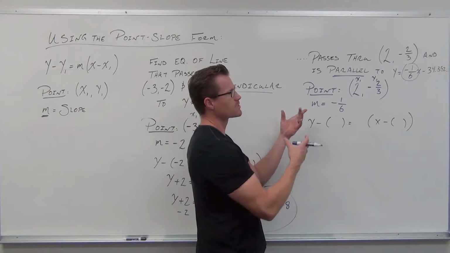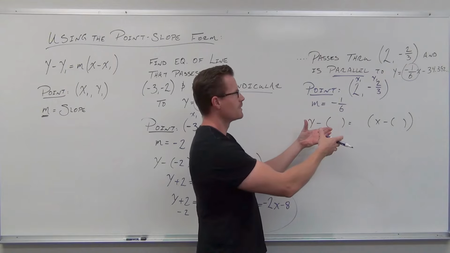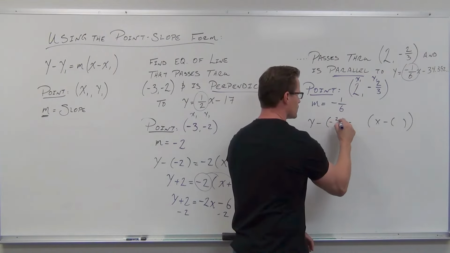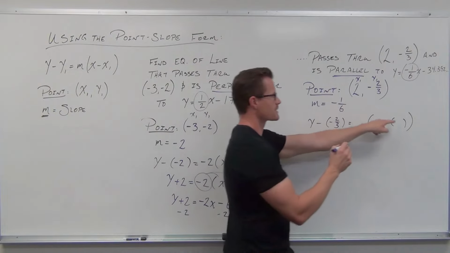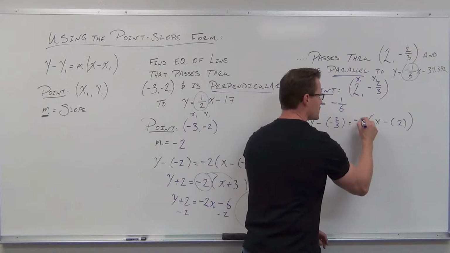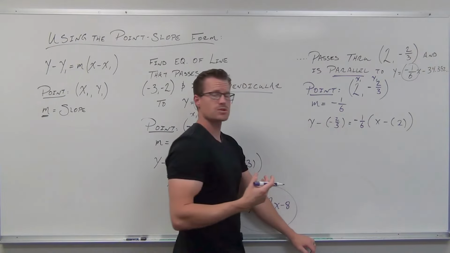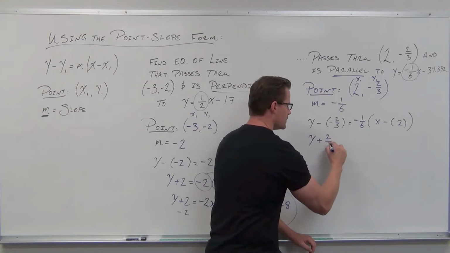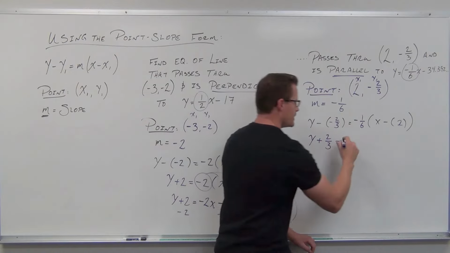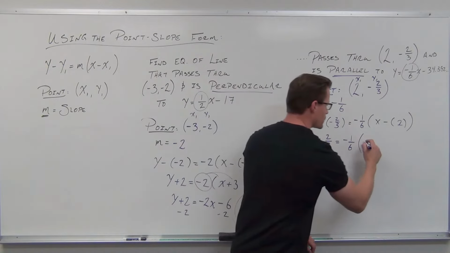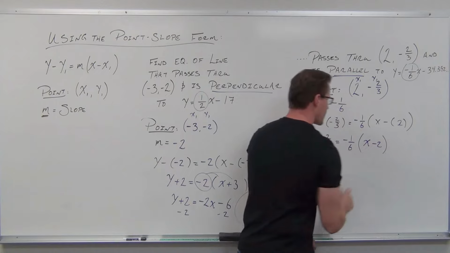Well, let's just make sure we're at least plugging the numbers in correct. So y's go next to y's. X's go next to x's. I've already created space for that. I already have my point, my slope. Slope goes right in front. Let's go slowly through this. Subtracting a negative, I know I'm adding. On the right-hand side, that negative 1/6 stays. X minus 2, okay, that wasn't really doing much, but it didn't hurt us.